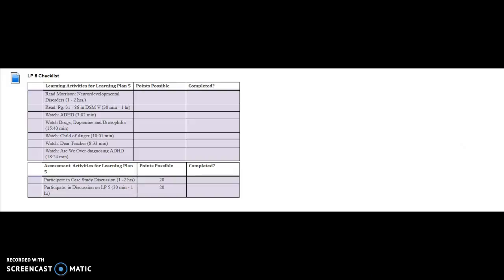Okay, let's look through your Learning Plan 5 checklist. So you're going to read Morrison on neurodevelopmental disorders. You'll read page 31 through 86 in DSM-5. You're going to watch ADHD, watch drugs, dopamine. You're going to watch Child of Anger, watch Dear Teacher, watch Are We Over-Diagnosing ADHD?